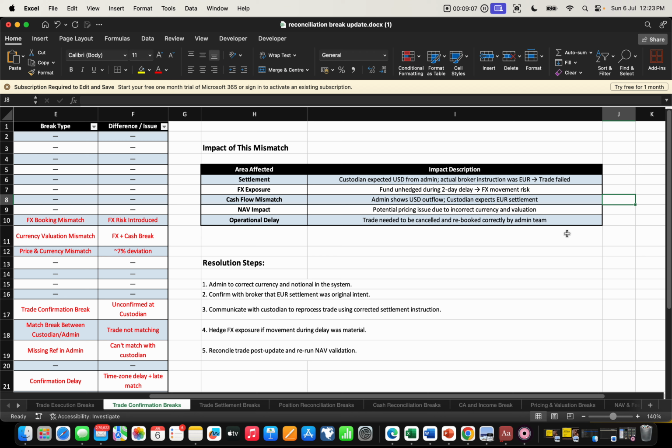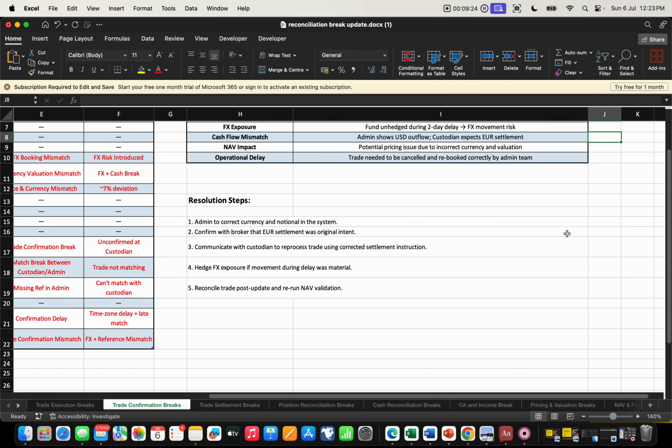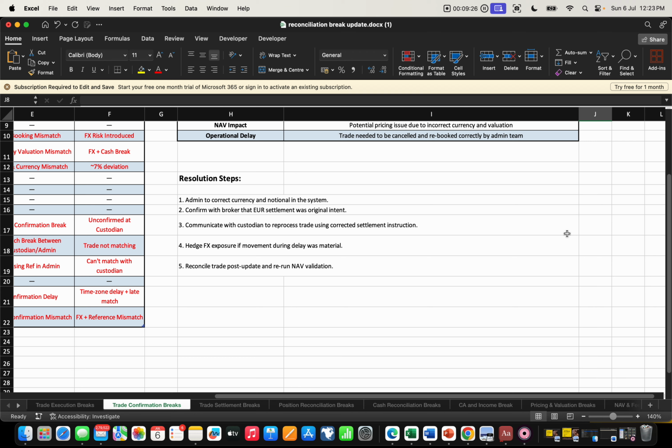So if you are doing this on a day-to-day basis, you are aware of how to make a note in the NAV email, the sign-off email. And there is operation delay also, for example, the trade needs to be cancelled and rebooked correctly by the admin team, so this operation delay will be there. So how can you resolve this break? For example, the admin corrects the currency and the notional in the system.